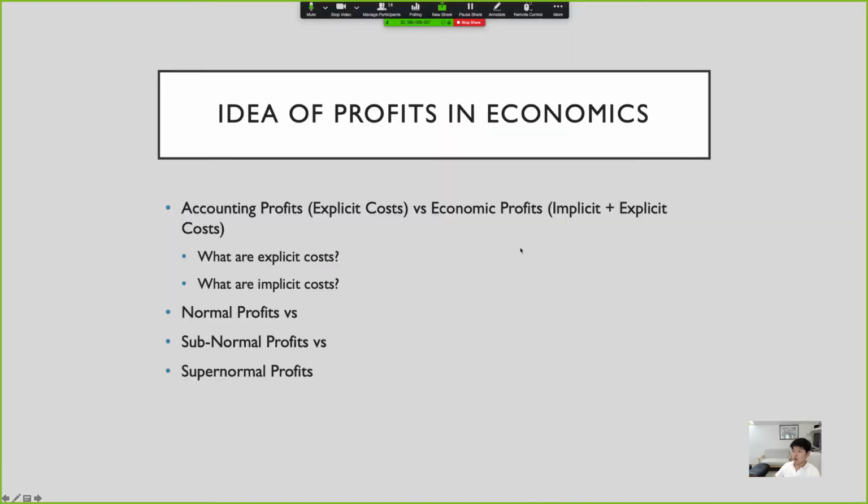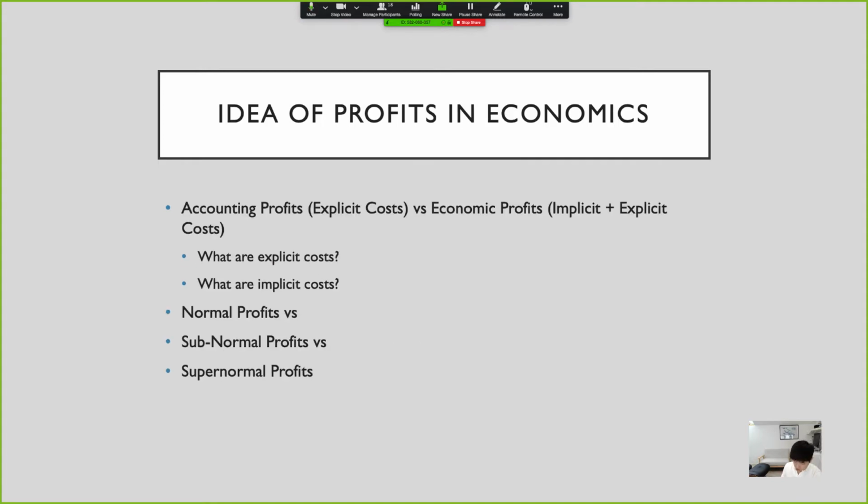Now first, when we talk about profits in econs for the A levels, you have to understand that for economists, our idea of profits is vastly different from the idea of profits from an accounting point of view. So when a regular person talks about profits and an economist talks about profits, they're actually very different concepts. Because in econs, when we talk about profits, we are talking about economic profits. Economic profits takes into consideration both implicit cost and explicit cost. Whereas for the regular person out there, they only take into consideration explicit costs. Alright, so what are your explicit costs?